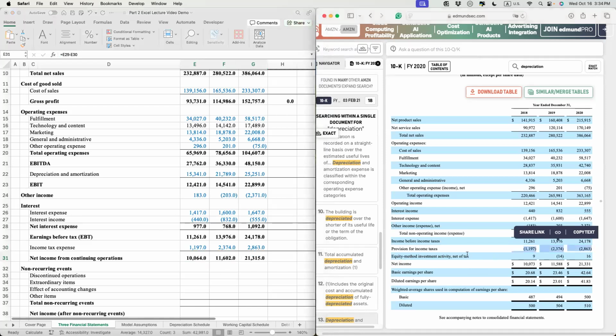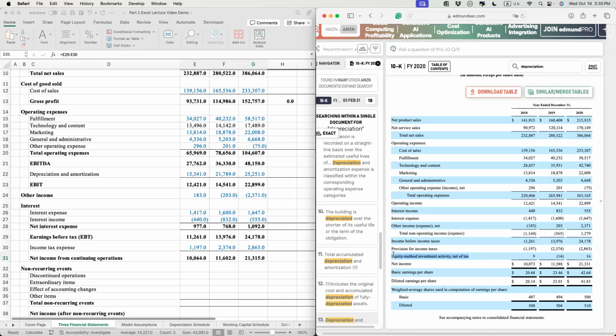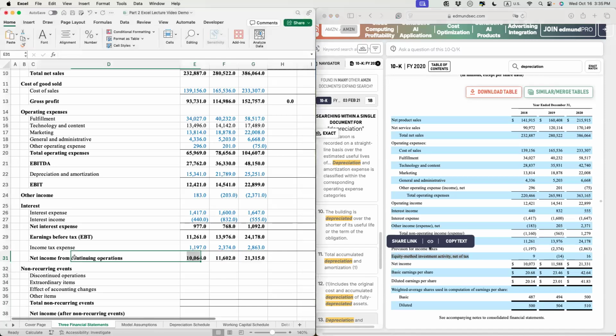So I know there are discrepancies in the setup here. Apparently after the expenses, they also include this equity method investment activity, net of tax. So basically this will be the cost, expenses and the return that the companies are able to generate based on their investment. Since this is not related to their operation, we're going to move this line item below the net income from continuing operations.